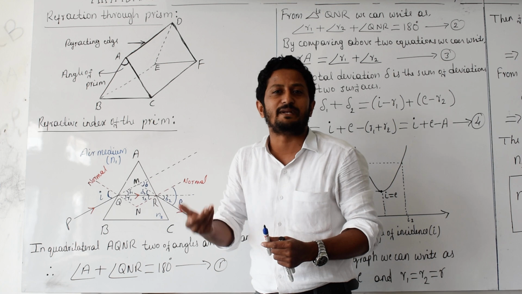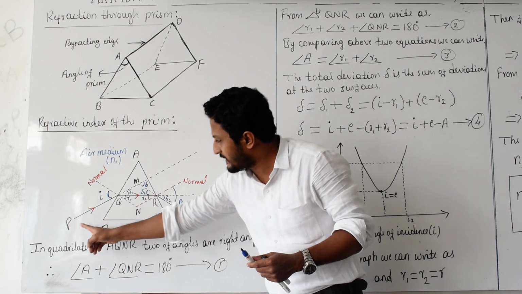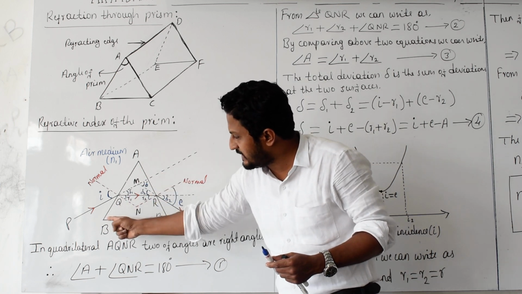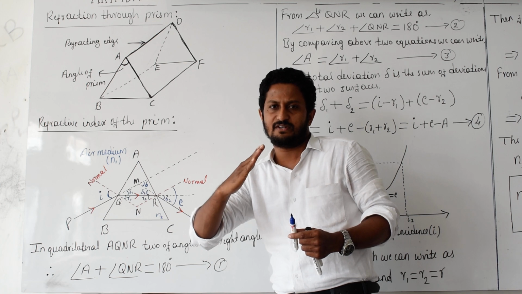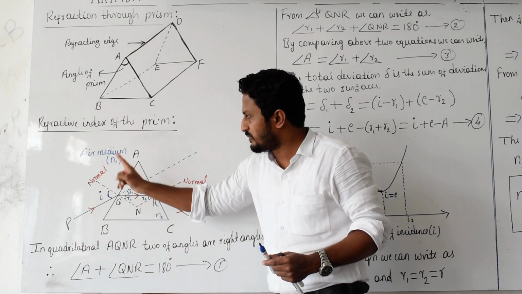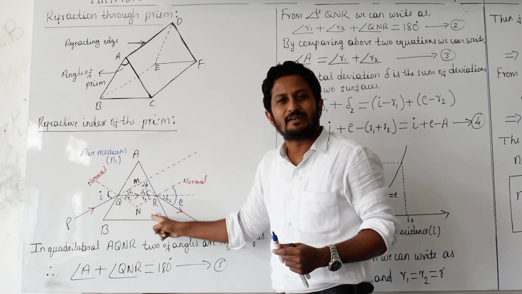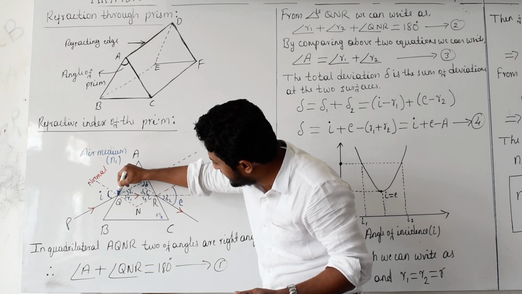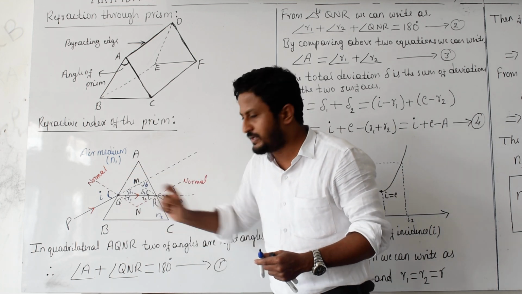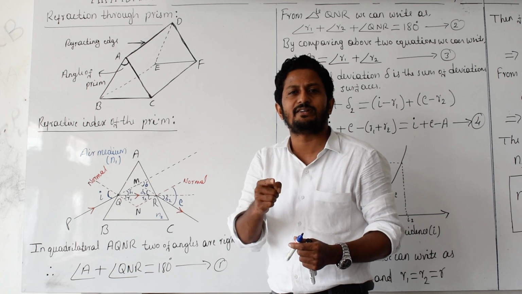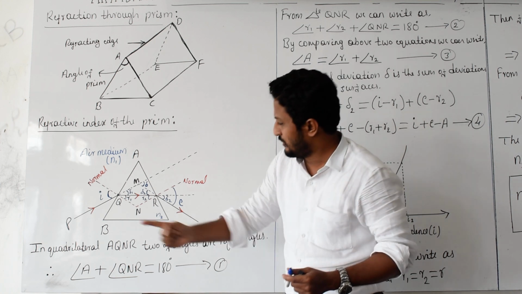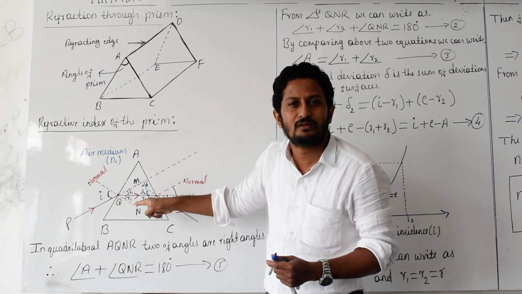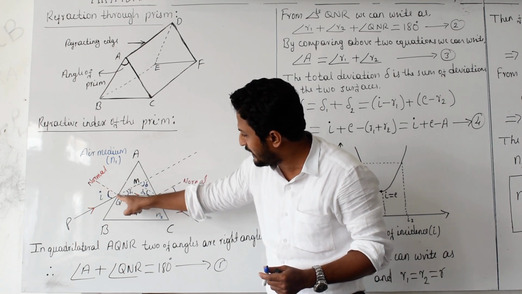N2 is the glass medium. Now you see here, this PQ light ray is going to strike this side surface. This PQ light is moving from rarer medium to denser medium. This PQ light is incident here at point Q. At that point, immediately you have to draw one normal to this AB surface. This is the normal line.